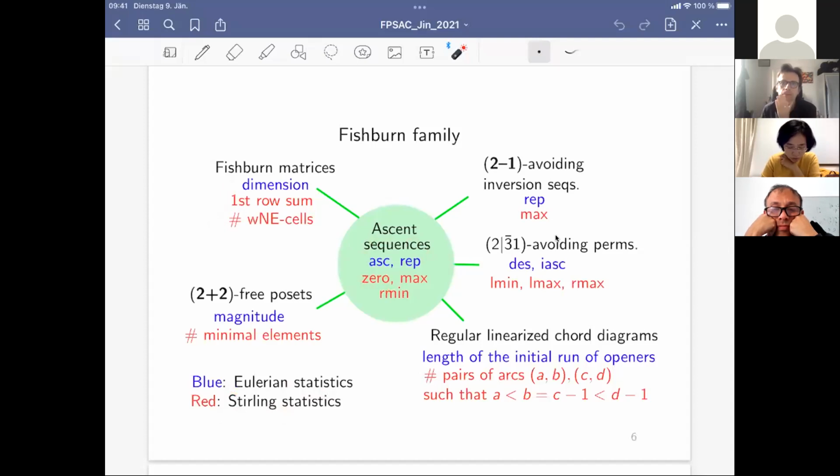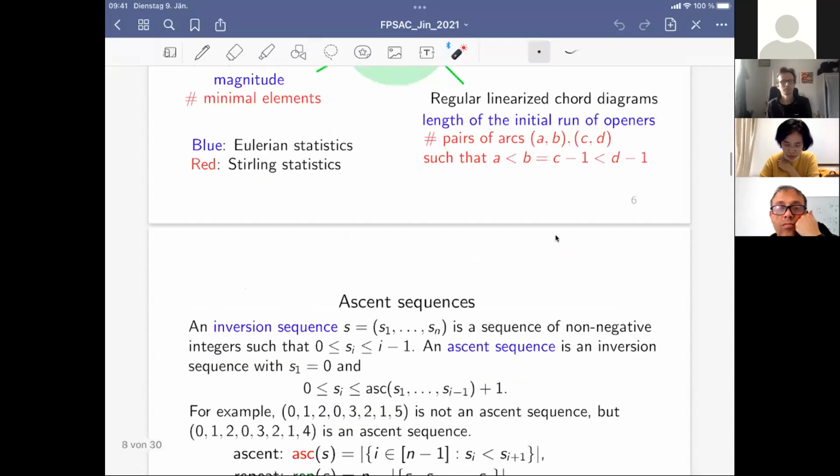This picture shows that any member of the fishbone family with respect to a blue statistic and a red statistic is in bijection with another member of the family with respect to a blue one and a red one. As a result, we choose ascent sequences as a representative of the fishbone family, and ascent and rep as representatives of the Eulerian statistics, and zero, max, and R-min for the Stirling statistics, and they will be defined on the next page.